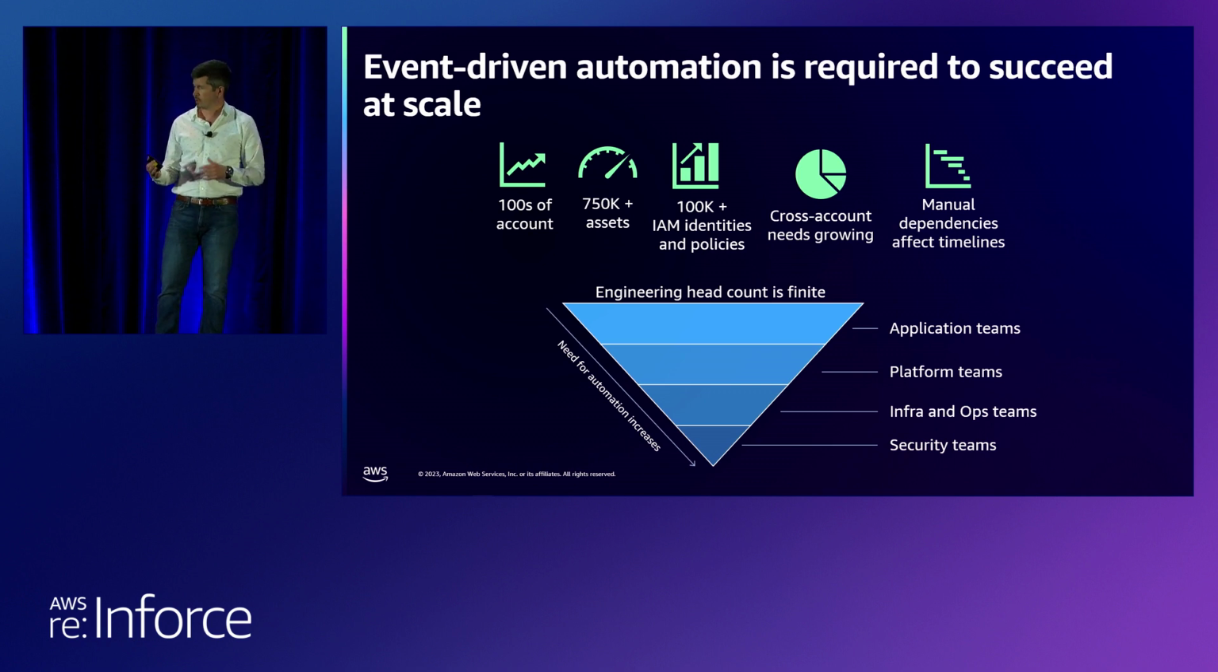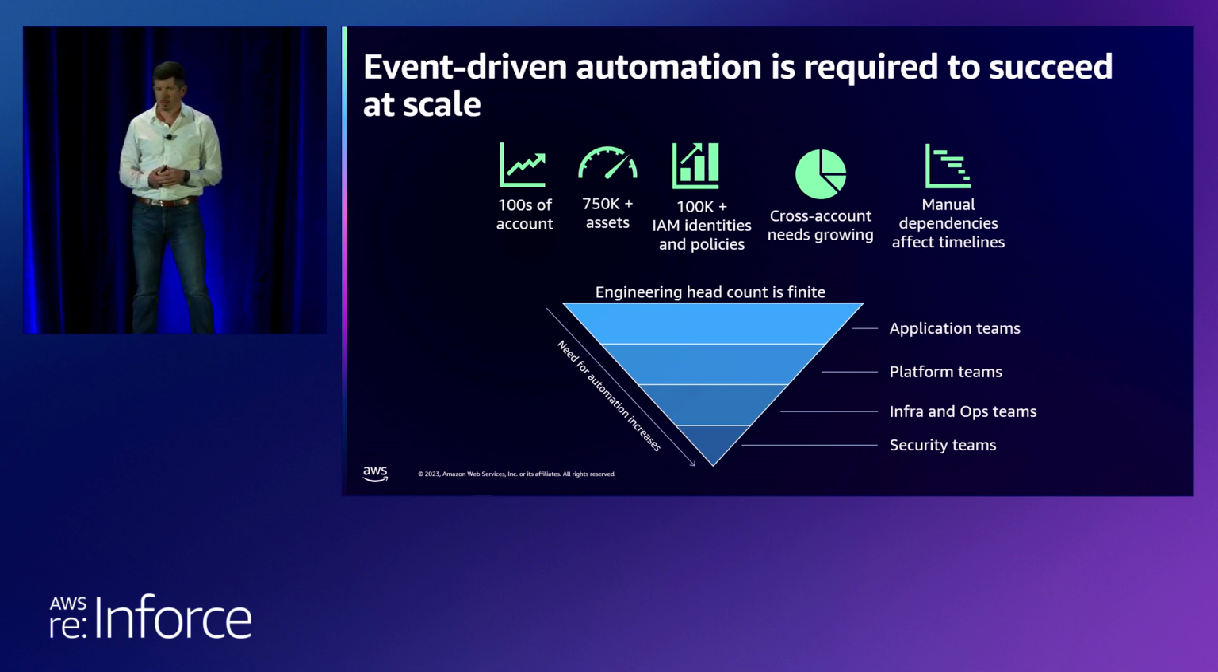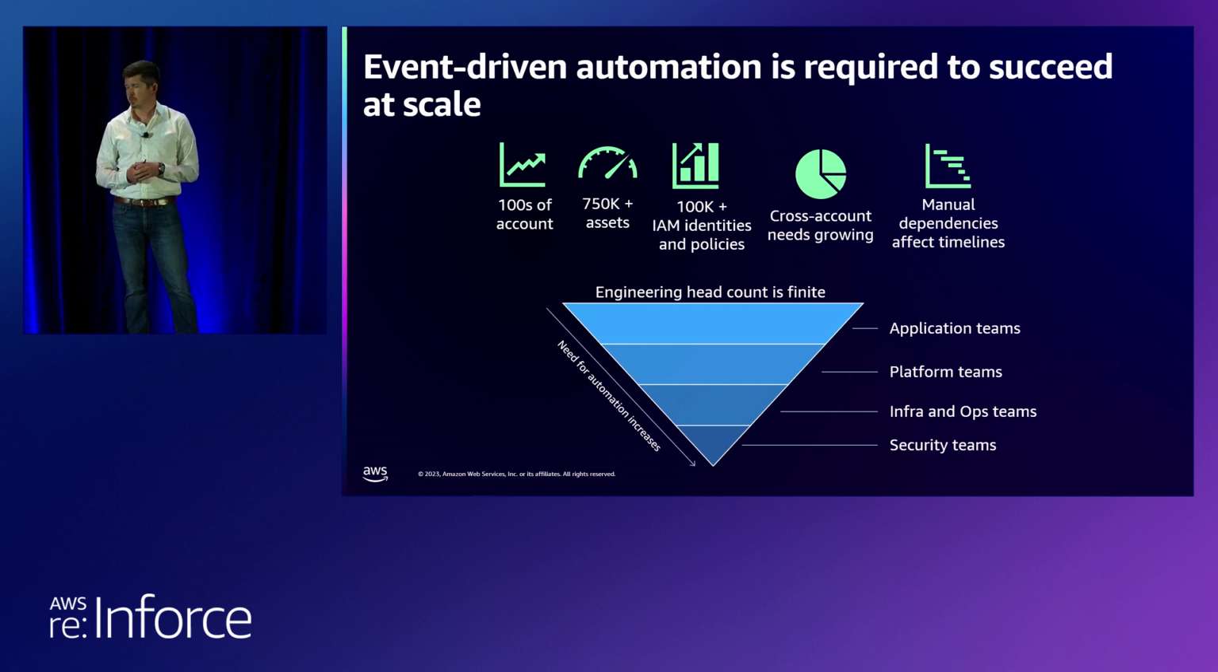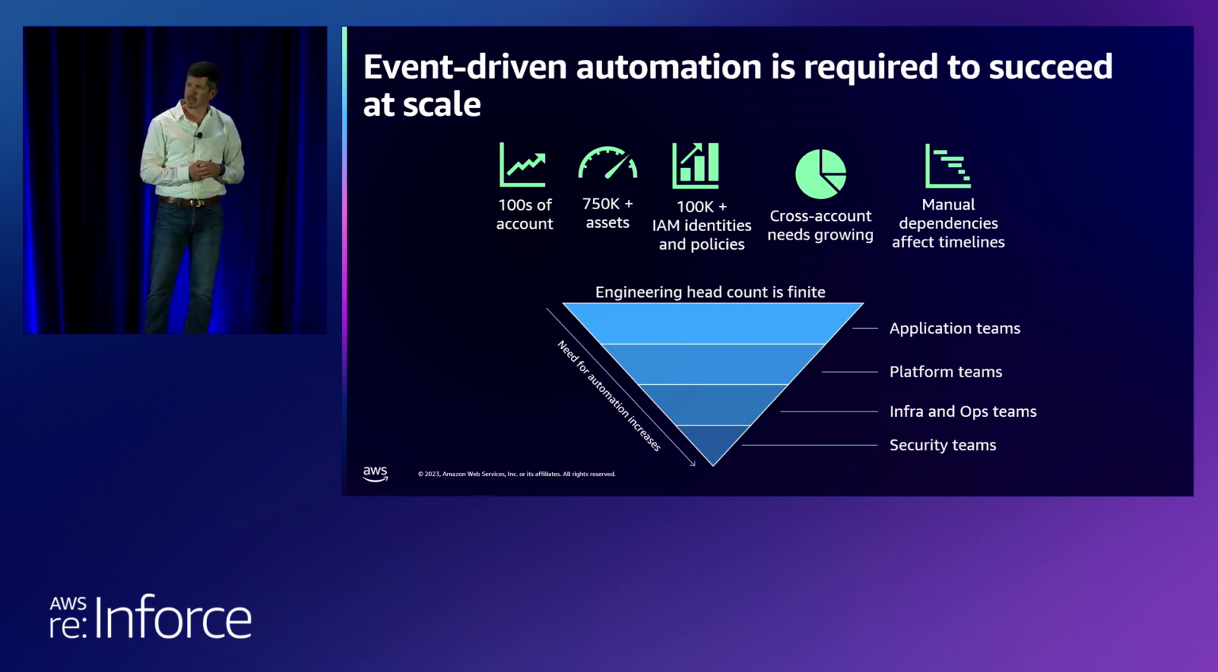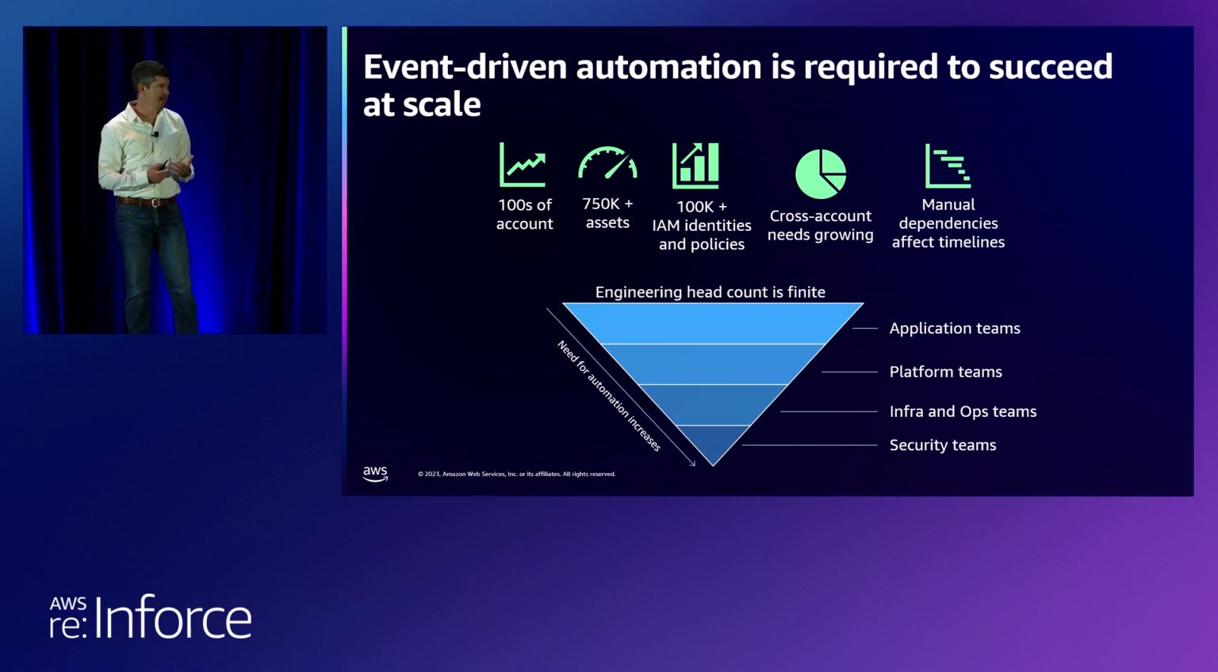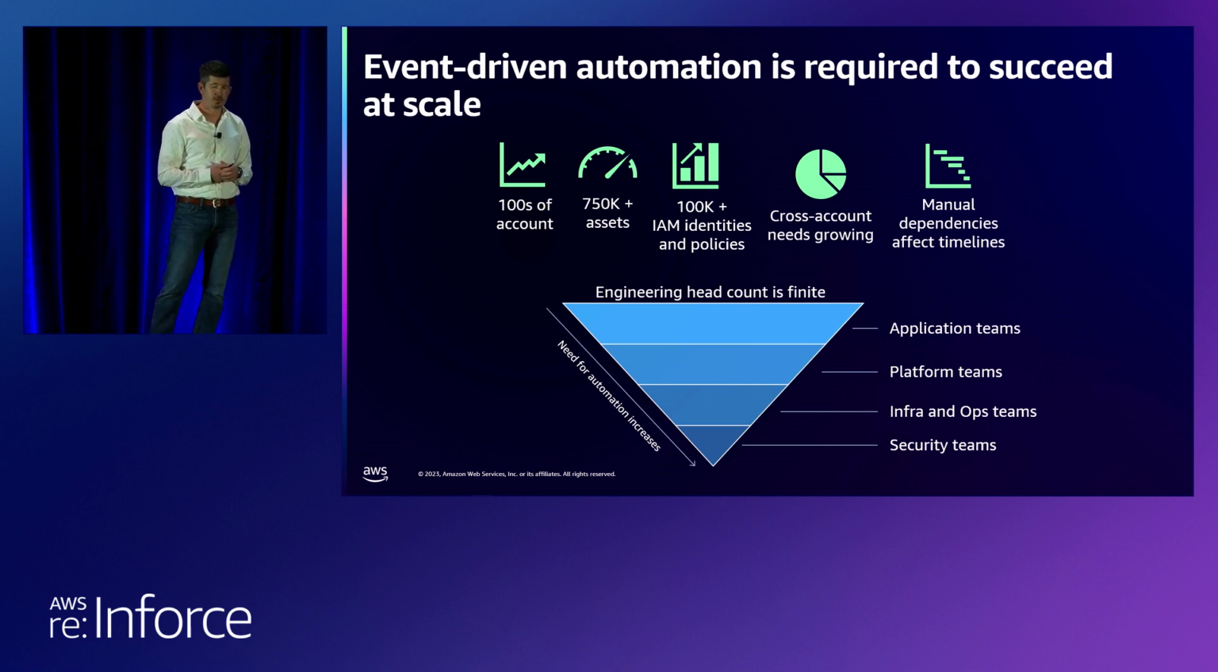We're seeing our cross-account needs growing. We're delivering more and more into the AWS platform at this point, and we're seeing more shared data sets that need to be accessed by multiple applications. Finally, a very obvious statement: manual dependencies affect timelines, and we know engineering headcount is finite. Security touches everything in the cloud, and for us to be able to scale out our security operations, we need automation to address important solutions.